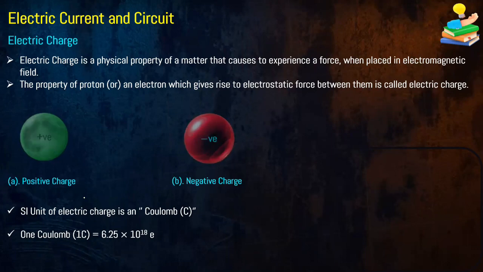Now, I will give you a wonderful relationship between electric charge and the number of electrons. Write down Q equals plus or minus n e, where Q is the electric charge, n is the number of electrons, and e is the charge on electron. This is a wonderful relation. You will be applying this equation in upcoming slides. This is the relationship between electric charge and the number of electrons.